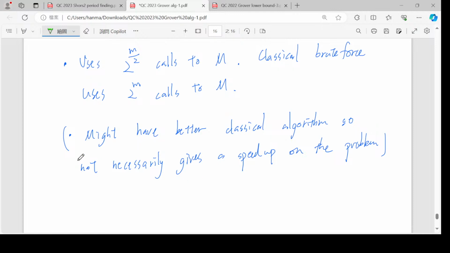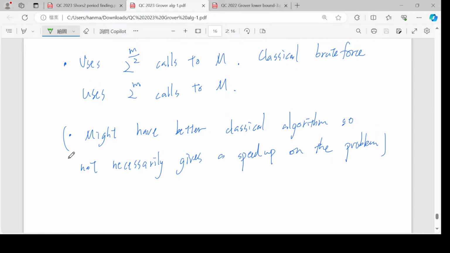But there is a caveat that we're going to see in a bit more detail later. It's just that there are smarter classical algorithms than doing this, and so this doesn't necessarily give you a quantum speedup for solving an NP-complete problem.